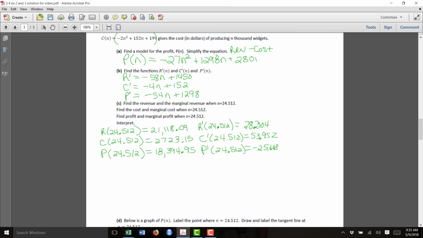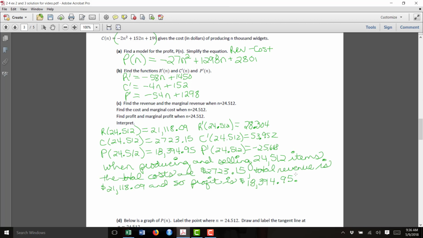So now we want to interpret this. So we're saying here that the input value is 24.512. In the problem, they said that the input represents the number of items in thousands. So we're talking about producing and selling 24,512 items. At that instant, they have total costs of $2,723.15. They bring in a revenue of $21,118.09, thus having a total profit of $18,394.95.